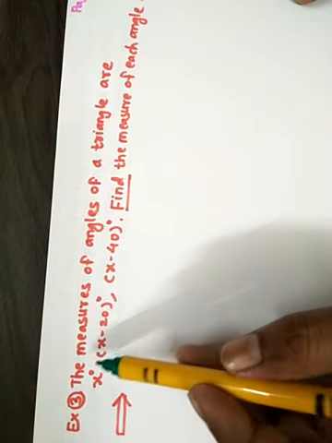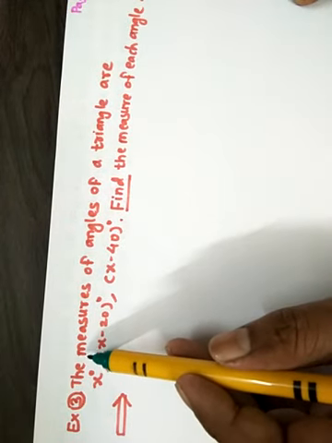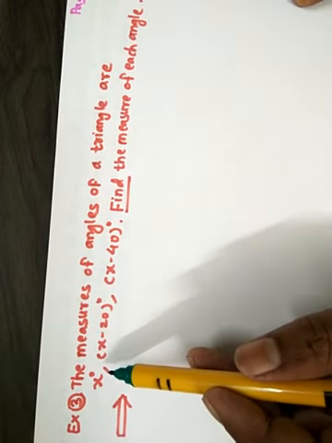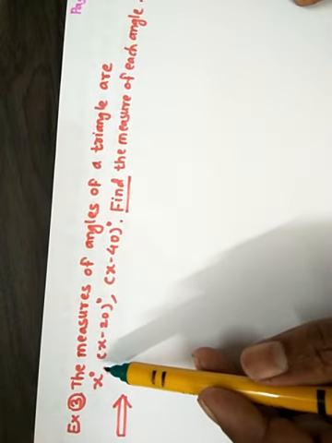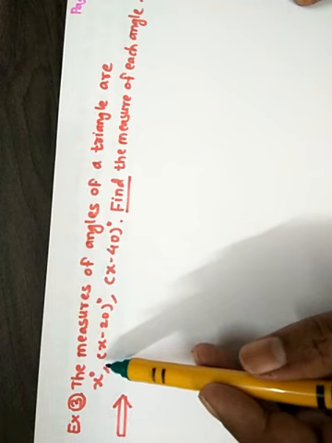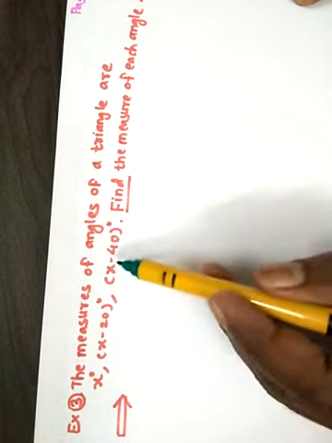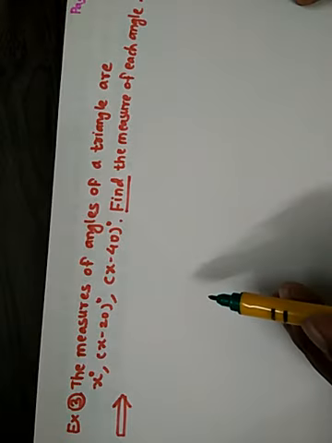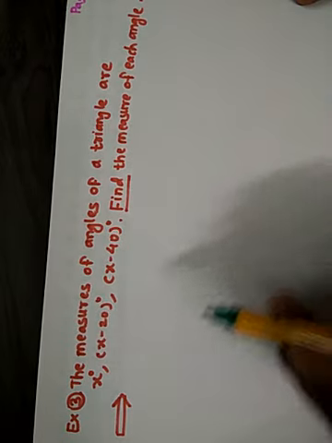What is example number 3? Read carefully. The measure of angles of a triangle are given. In example number 2, measures of two angles are given. But here three angles are given, and the measures of these angles are in the form of a variable. Now how can we find them?